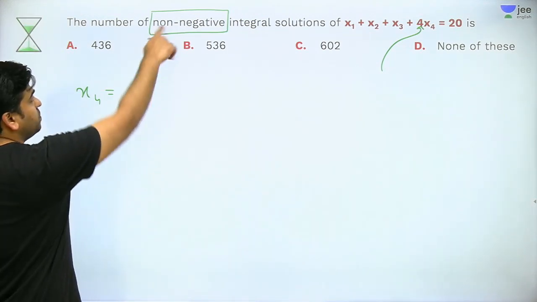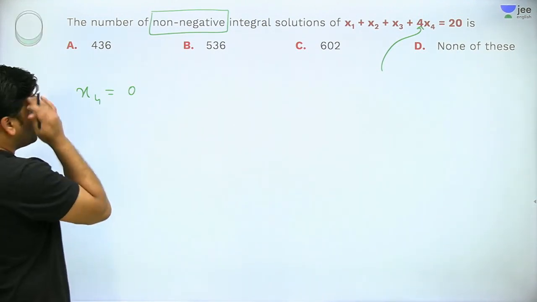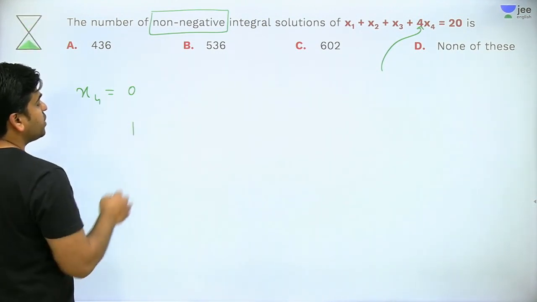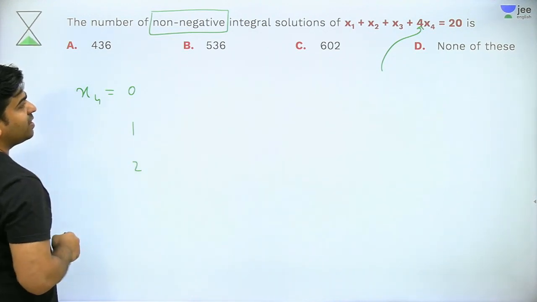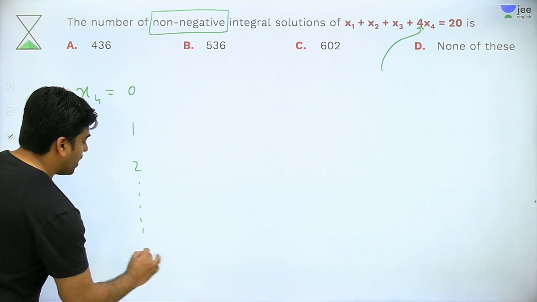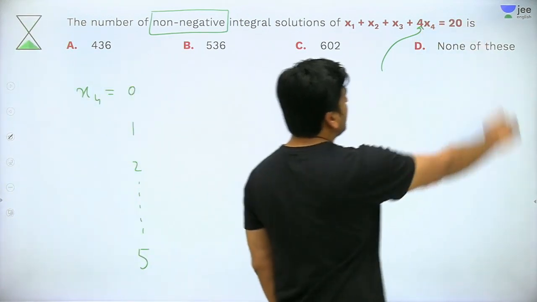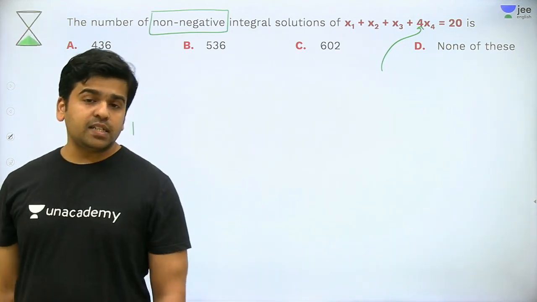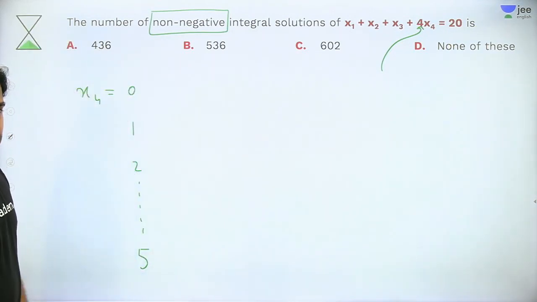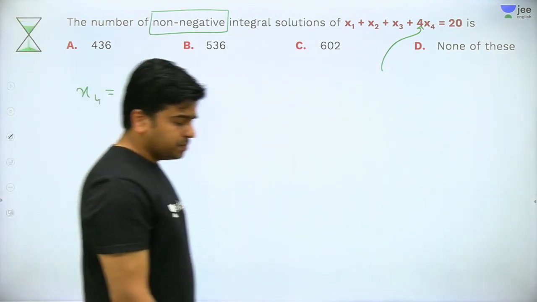x4 can be equal to 0, yes, because 0 is non-negative. Then x4 may be equal to 1 also. x4 can be equal to 2 also. And if you just analyze this, x4 can in the end be equal to 5, not more than that. Because if x4 is equal to 5, 20 will cancel out and we'll get x1 plus x2 plus x3 equal to 0, right? So these are the possible values that you will get here. Clear?